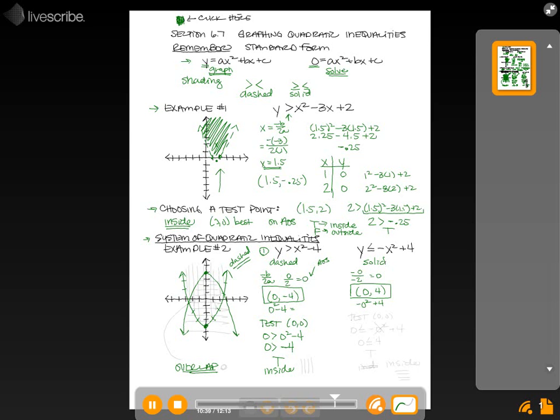Okay, and I freehanded it. Now I'm going to test. And I can use 0, 0 as my test point on this one also, because it's definitely inside of our parabola. So I plug that in. 0 is less than or equal to negative 0 squared plus 4. That cancels itself out. So 0 is less than or equal to positive 4. True. So we're going to shade the inside of this parabola.